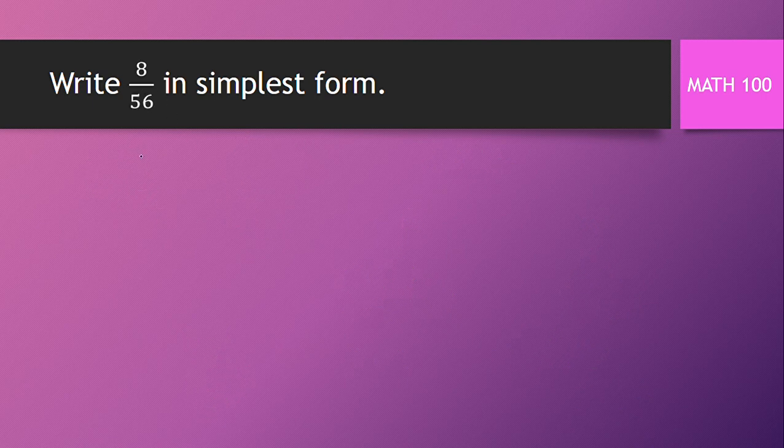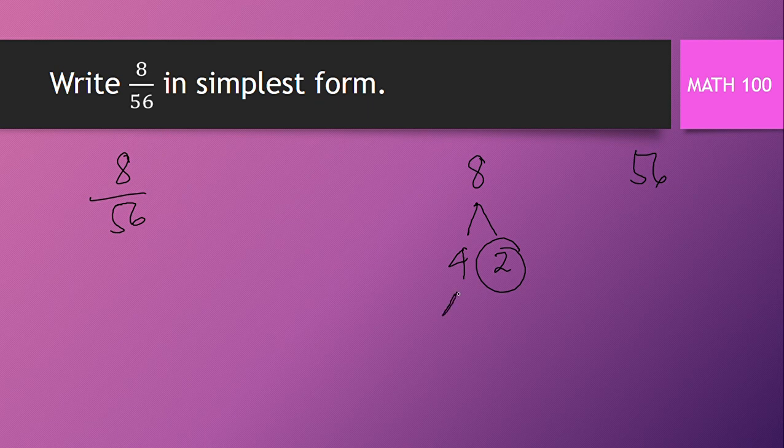And we go for 8 over 56 as our last example. Let me erase that. Okay, finding the GCF for 8 and 56. So we have here 4 and 2. But if you know right away the greatest common factor of that one, then you can just go ahead. But for the sake of those who do not know how to get the GCF, you can just follow the prime factorization tree.